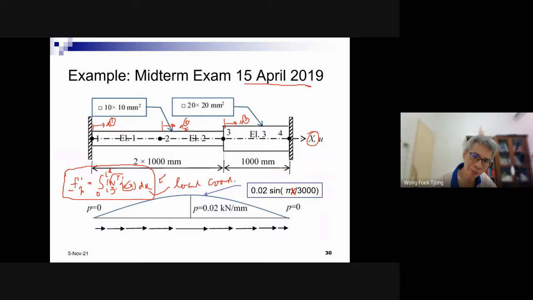Any questions? That's the idea. So we should use this formula, but please keep in mind that the shape function refers to the local, not global, coordinate system. So we should use the local coordinate system, okay? Otherwise, you will make a mistake, okay?